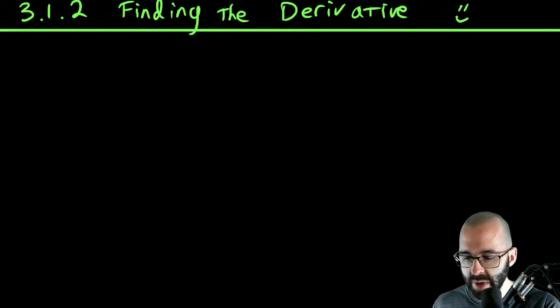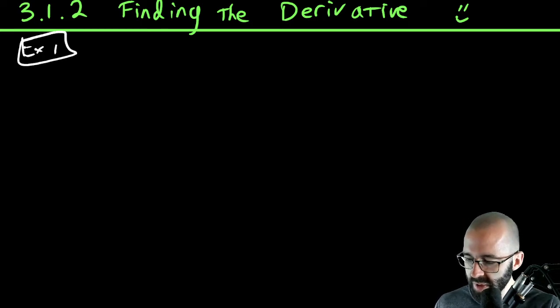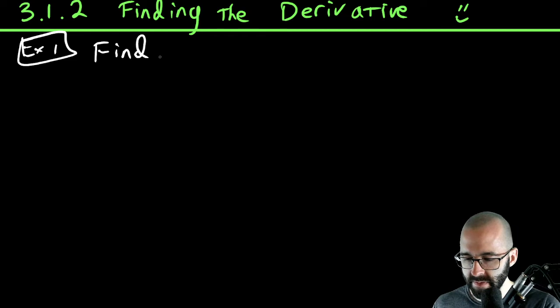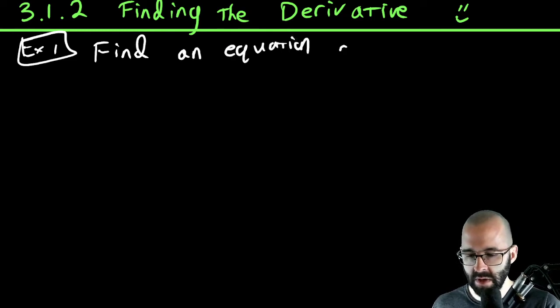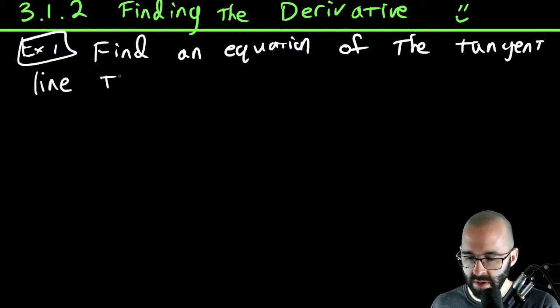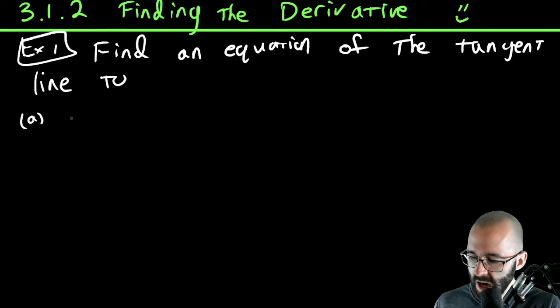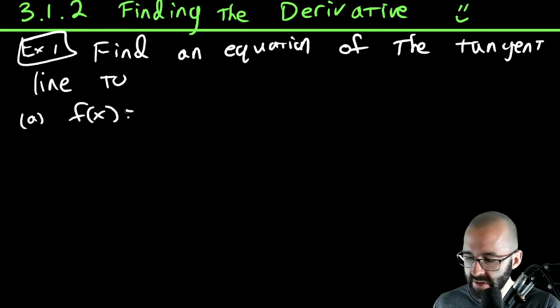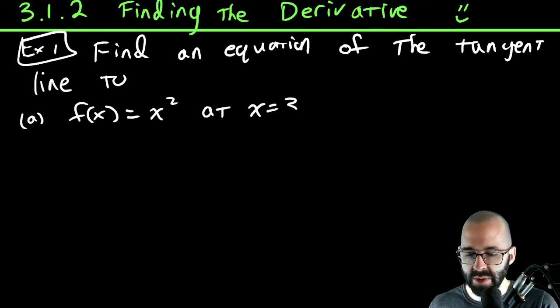So let's do example 1. Example 1 says find an equation of the tangent line, and part A is going to be to the graph of f of x equals x squared at the point x equals 3.